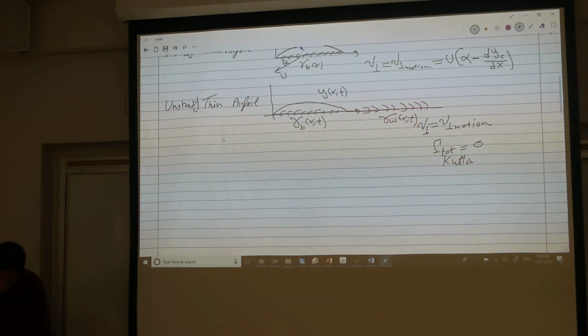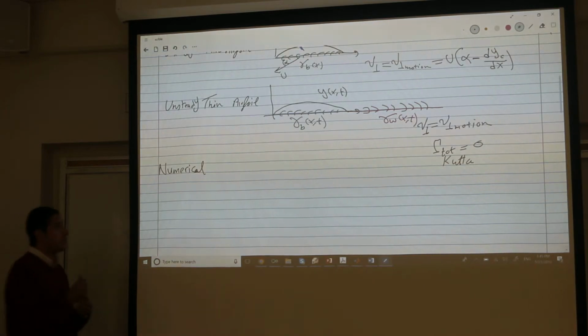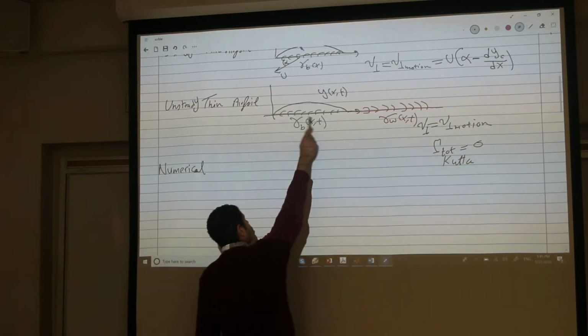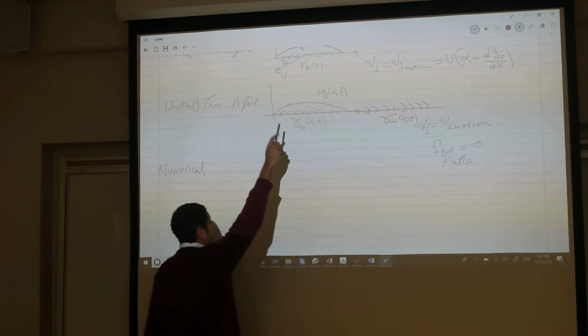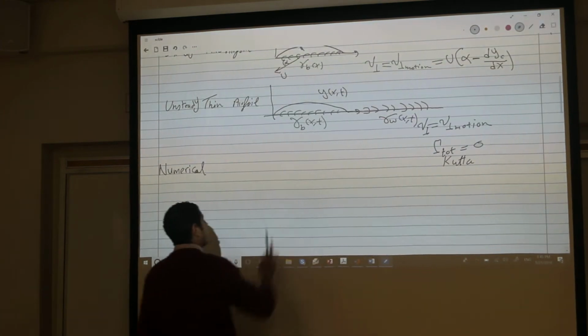Then what we're doing today is the numerical version of that. So we do numerical, we will relax small angle assumptions, we will relax the flat wake assumption, we will not place the singularities over the x-axis, we can place them exactly on the body surface.